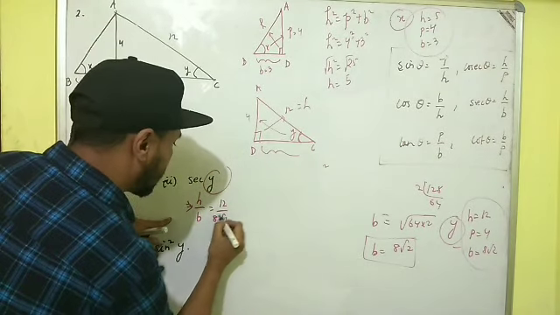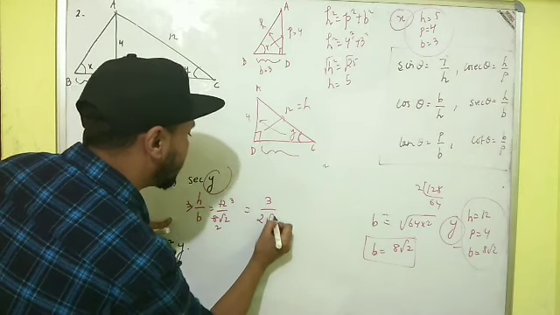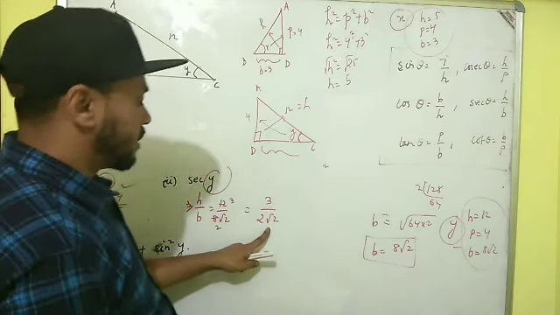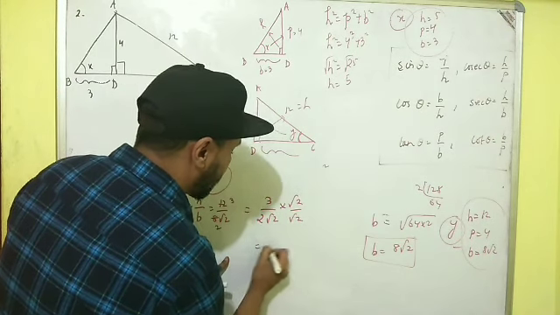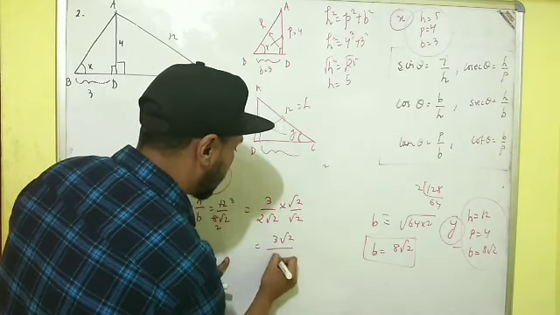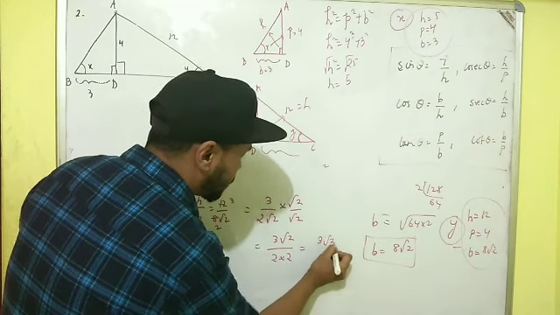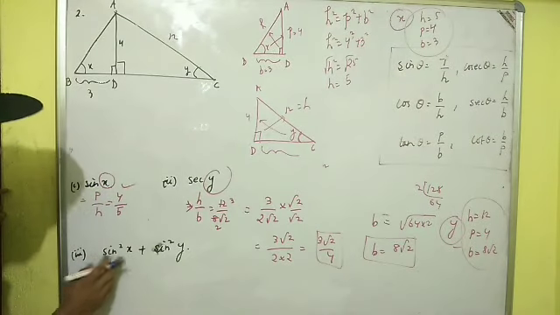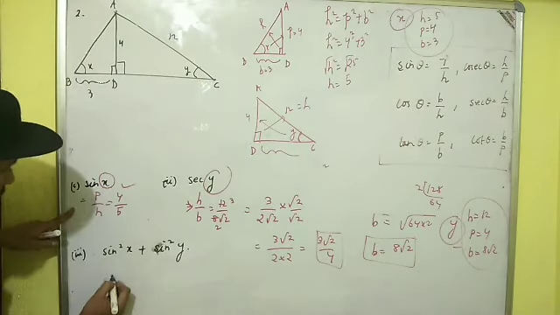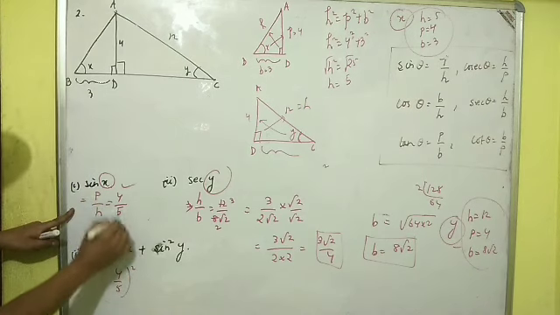Now, 4 2s are 8, 4 3s are 12, so this is your 3. Now, we cannot leave it in the form of a root in the denominator, so what we do is we rationalize. So this will be 3 root 2 divided by 2 into root 2 into root 2 is 2. So the answer is 3 root 2 divided by 4. And here sine square y, so we already got the value here, which is 4 by 5 whole square, because sine x is 4 by 5.